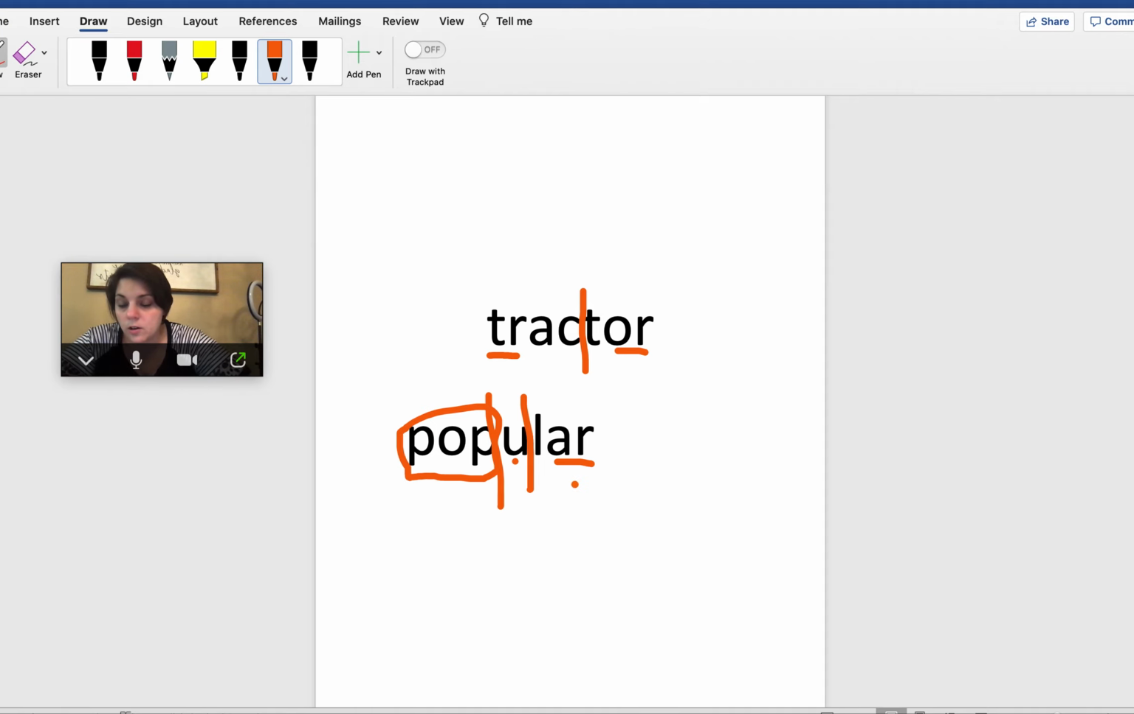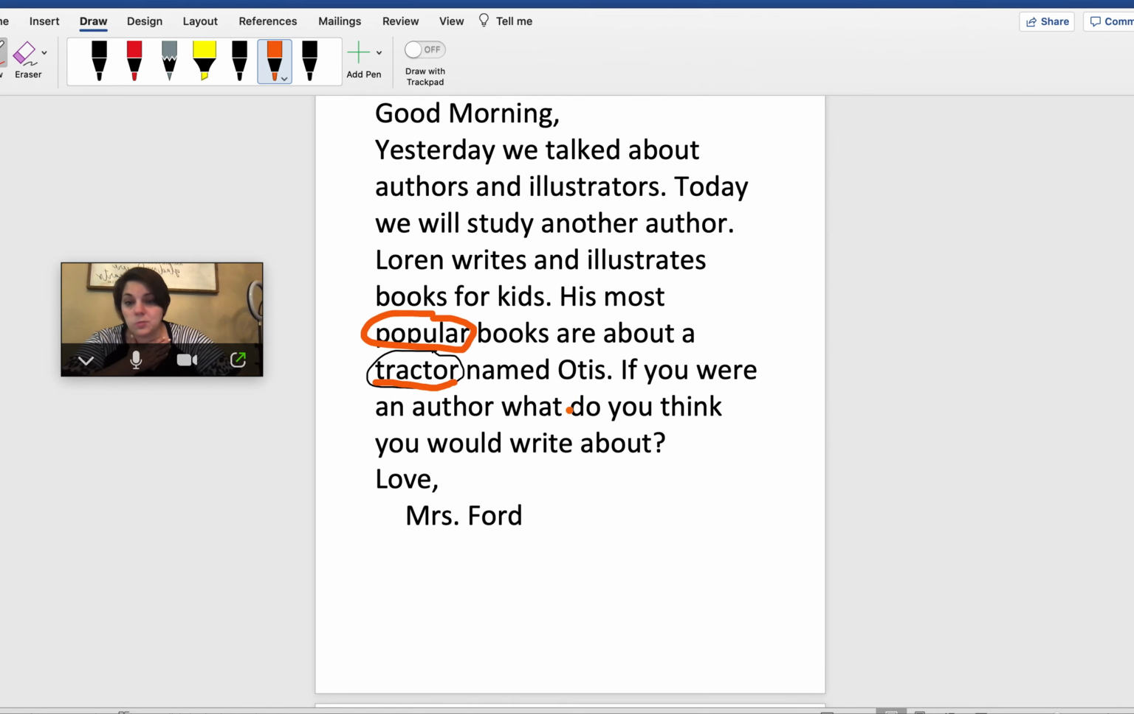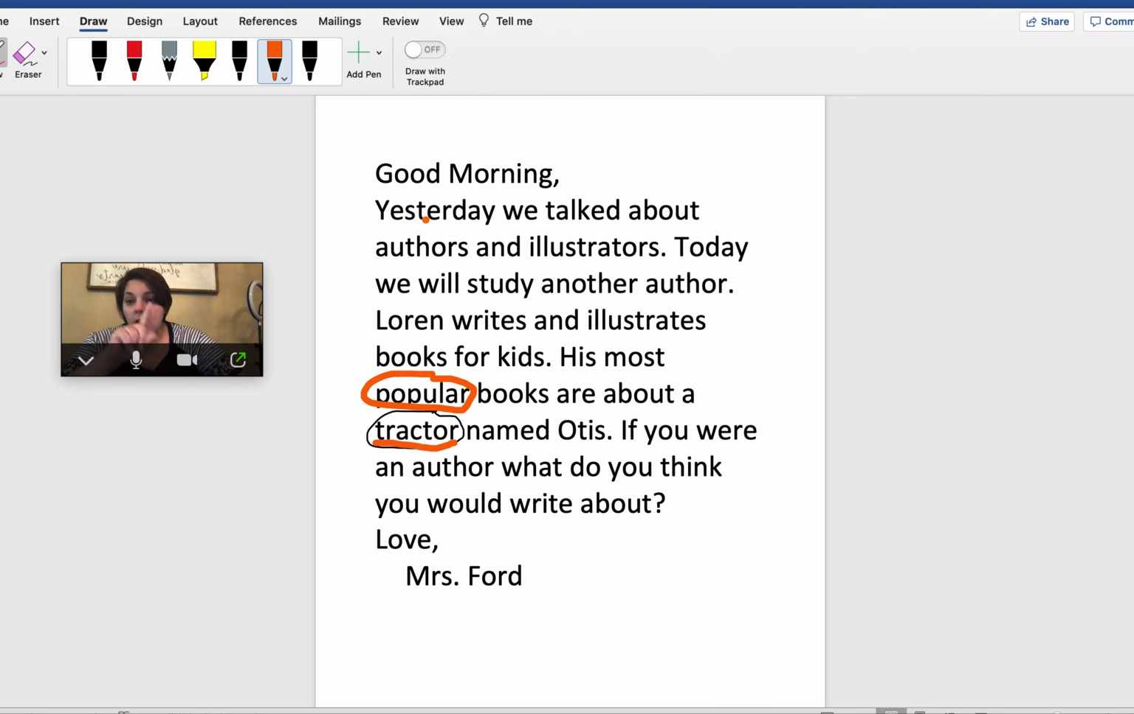So I can use my word attack strategies to get in there and decompose words. Now, another thing that we probably should have thought about is, do those words make sense in the sentence? So let's read them. His most popular books are about a tractor named Otis. Does that make sense? Yeah, it does. So I think that's probably right. So now you read it with me.